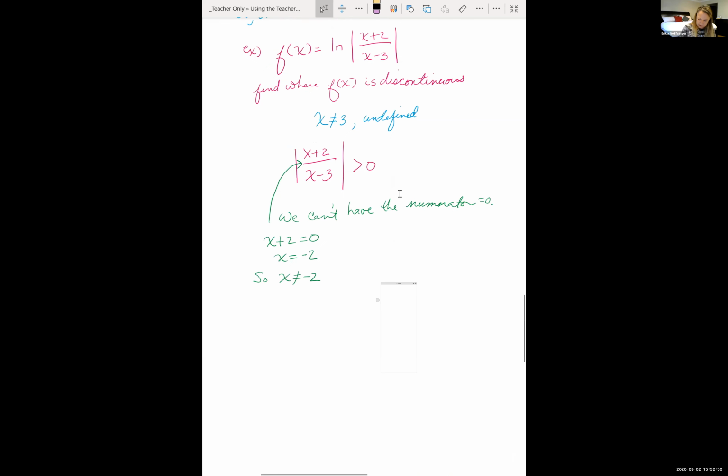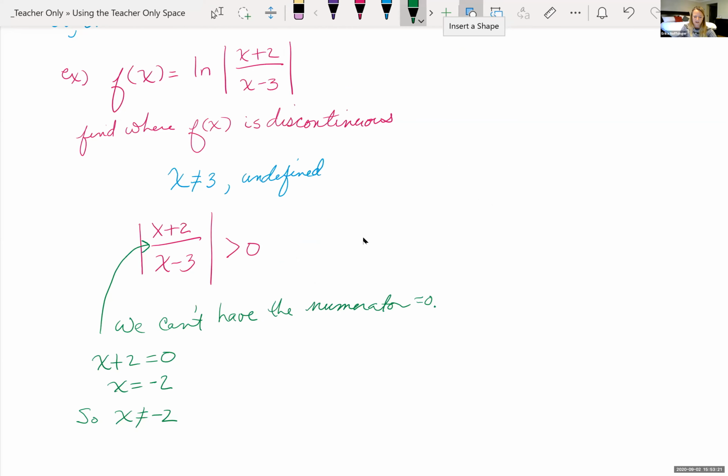So I need to look at the limit as x is approaching 3 from the left and the right. Let's go look at the graph. I'm going to hope that my computer works when I put this back. So we're going to go to Desmos.